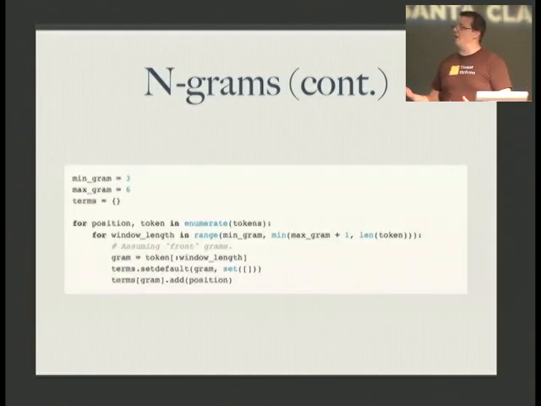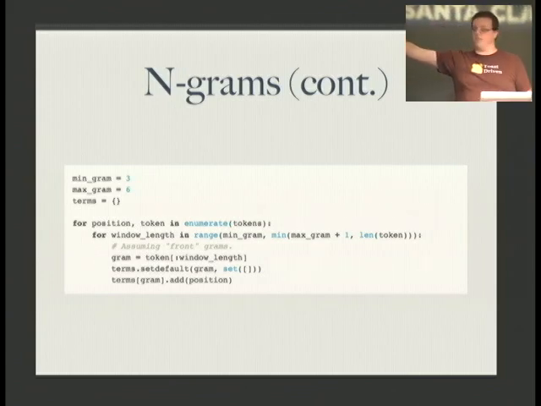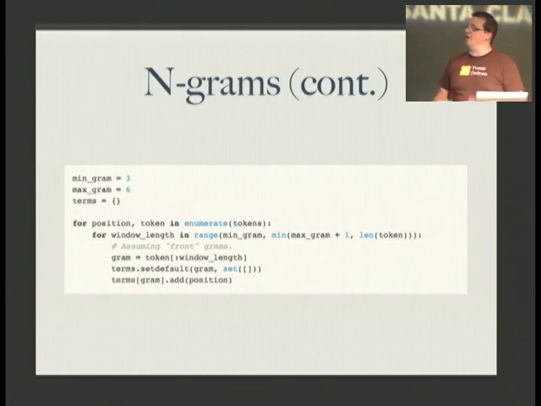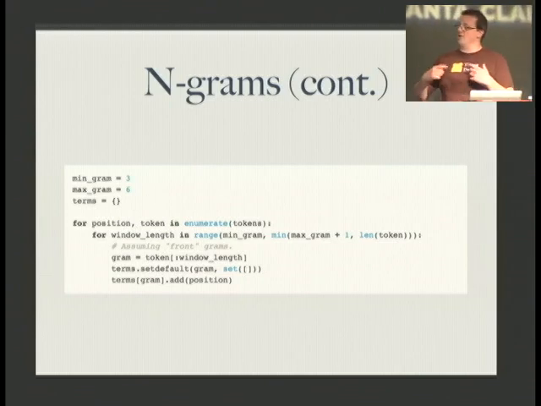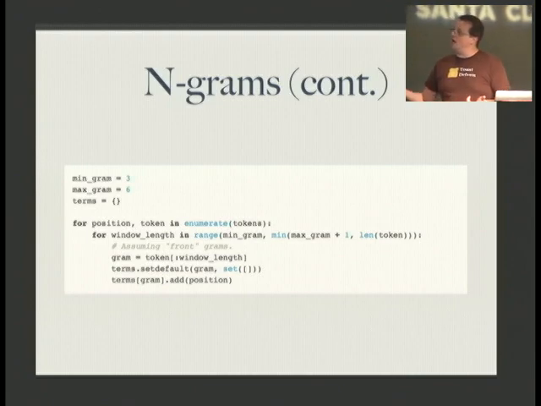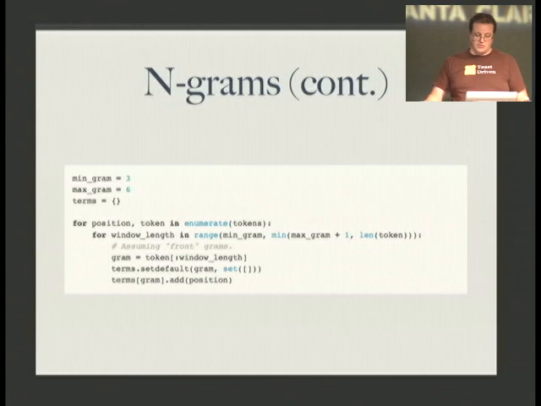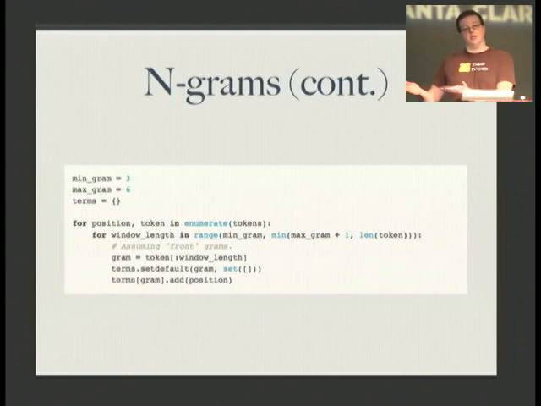So an example in Python might look something like this. We set a minimum and max gram size like we did on the previous slide, 3 to 6. We have a dictionary of terms that we're going to be storing out of this. We pass in a list of tokens, run through it, make sure we grab position information, as well as the individual token, and then we just, for the range of our gram size, pass a window over it and shove the newly generated term into our terms.